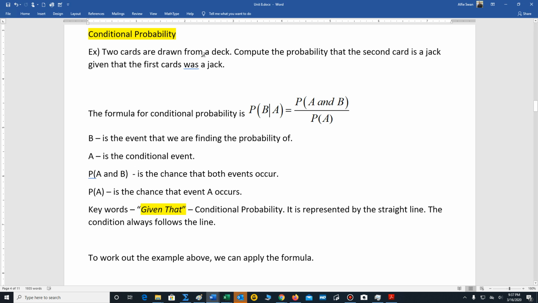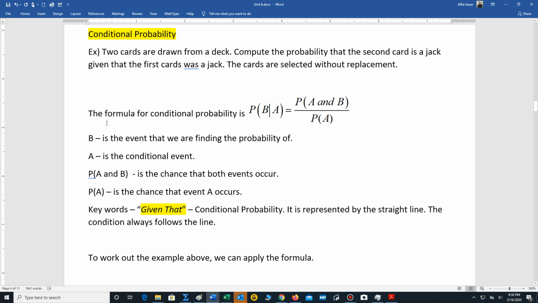It says two cards are drawn from a deck. Compute the probability that the second card is a jack, given that the first was a jack. Let's also mention that the cards are selected without replacement. That ensures we have a conditional probability in which the probability is being modified.